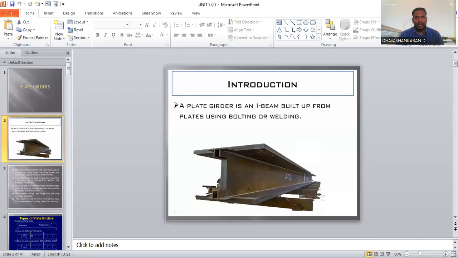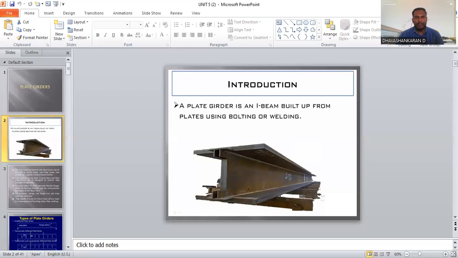Stiffeners are the members provided to protect the web against buckling. The main thing we have already seen is that the web and flange plate resist the bending moment and shear force. Here the stiffeners are used to protect against the buckling of the web. So it gives the web protection against buckling.